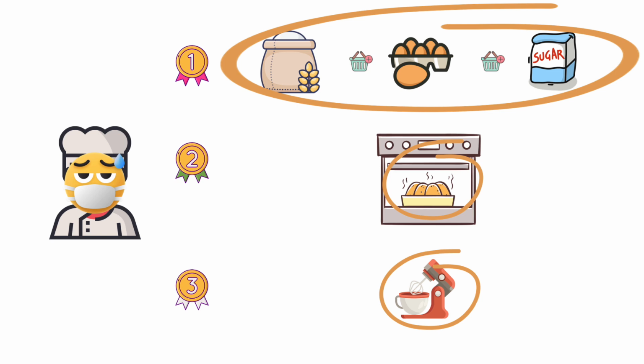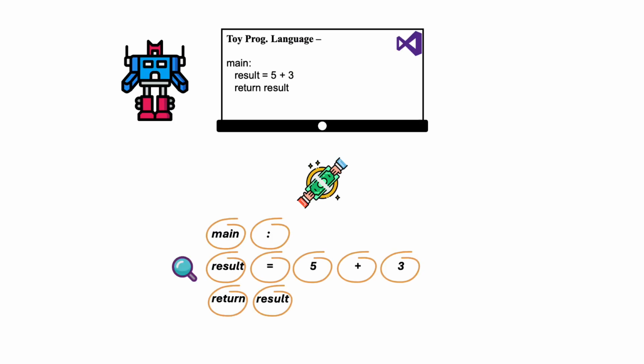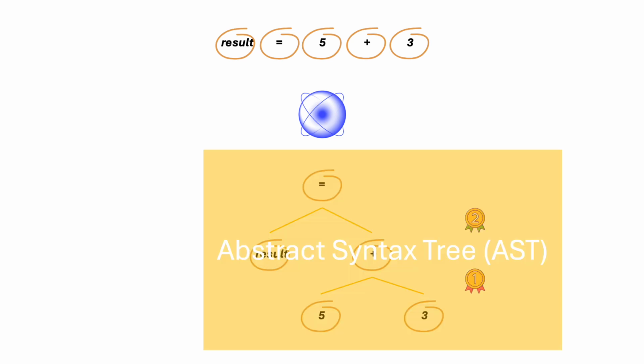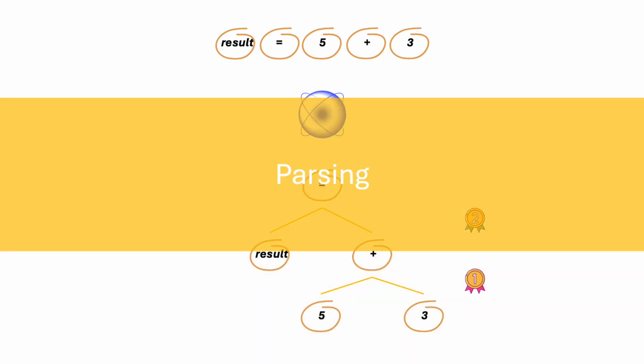It takes the tokens, or ingredients, from lexing and makes sure they are used in the right order. For example, the line result equal 5 plus 3 might be organized like this. This structure tells the computer that we want to add 5 and 3 together first, and then store the result in the variable result. We call this structure an abstract syntax tree, and we call this entire step parsing.